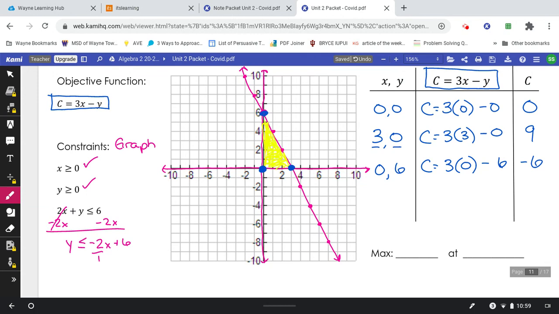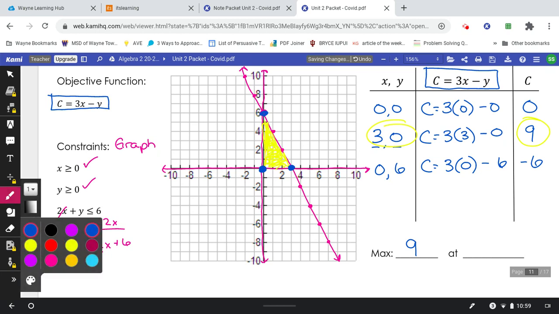The maximum is the highest number. So looking at this last column of 0, 9, and negative 6, you just write down your biggest number, 9, and then where that corresponds to. So I have the biggest number at 9, and that happens at 3, 0. So we write down the 3, 0.